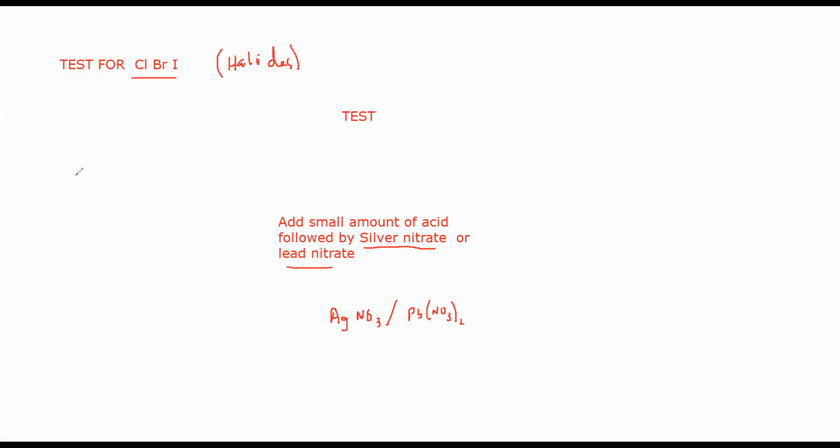What will be the observation? You may have a chloride ion, a bromide ion, or an iodide ion. If there is a chloride ion, you will observe a white precipitate. This column is for observation. This white precipitate is due to the formation of silver chloride or lead 2 chloride. If you add silver nitrate, it will form silver chloride. If you add lead nitrate, it will form lead 2 chloride. Both appear white.